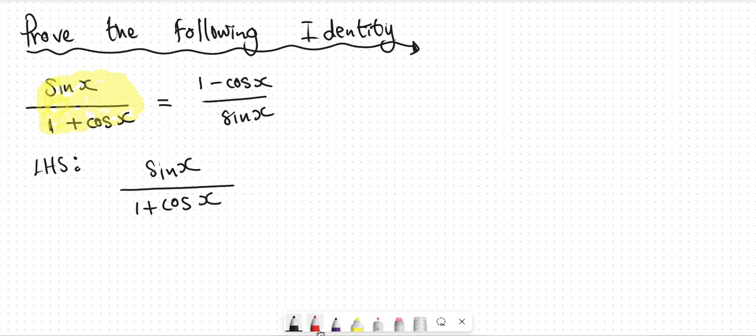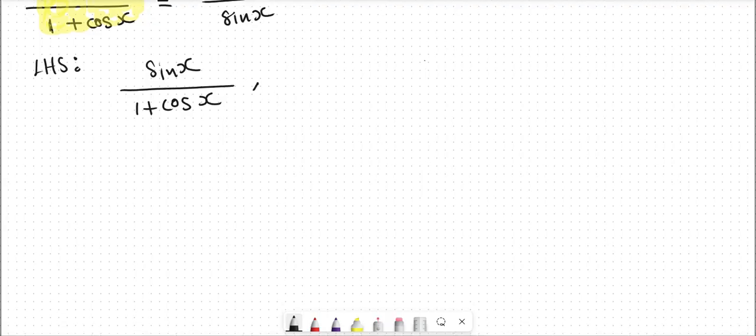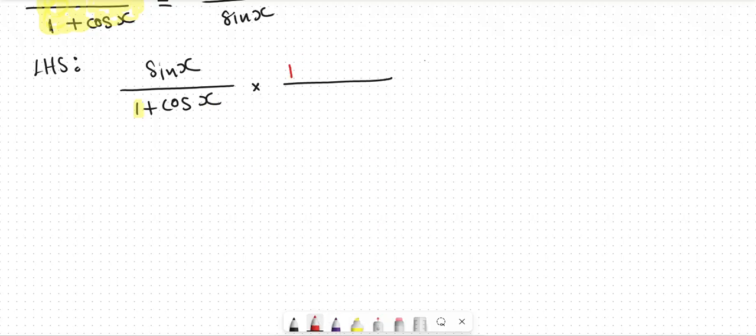And what you do with this type of identity is you multiply it by the conjugate. So what is a conjugate? Right now at the bottom I have a 1 plus cos x. So the conjugate of that will be 1 minus cos x. And you need to multiply it at the top and at the bottom. Why are we doing this? Because this ultimately is 1. If you divide that, it's ultimately 1. So we're not changing the value of this left hand side or of this identity. All we're doing is just multiplying it by 1.